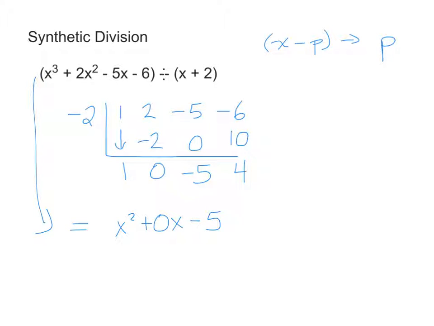And this 4 is the remainder. Remainder of 4. So that's the part that's left over when you're done dividing. That would be the decimal part if you were dividing numbers, or the fraction part. So really the way this should be written is x squared minus 5, because I don't want to include that 0x. And then it's plus 4 over x plus 2.